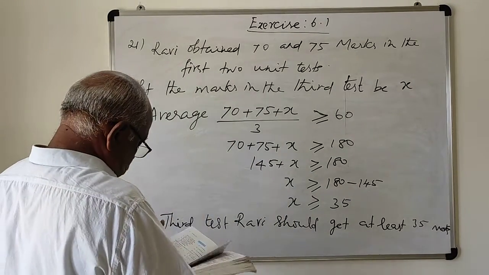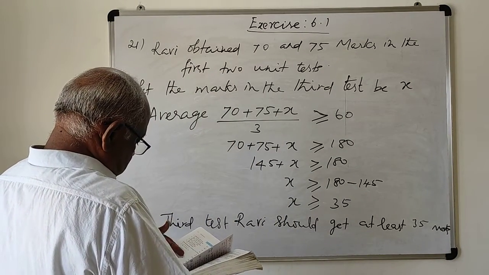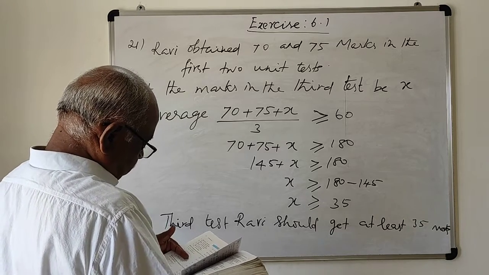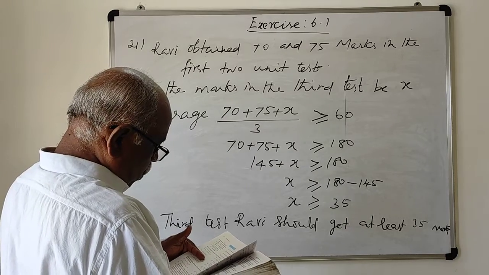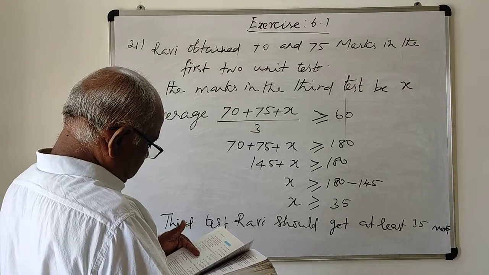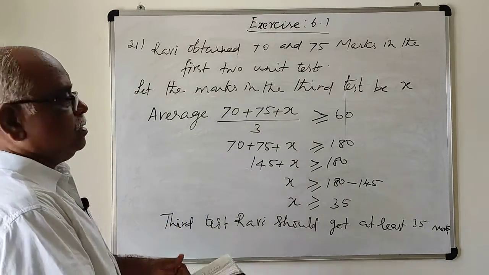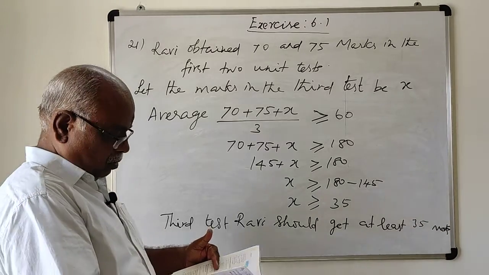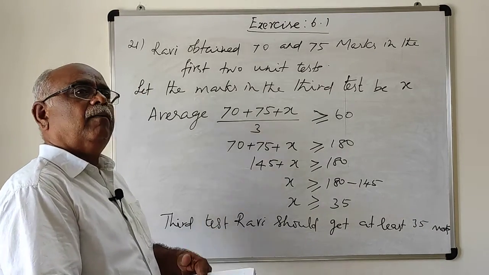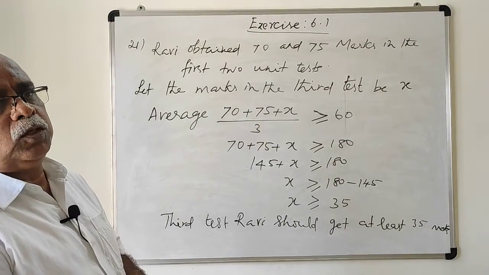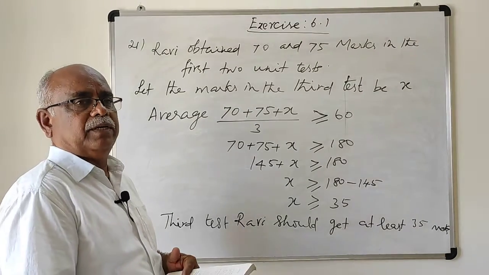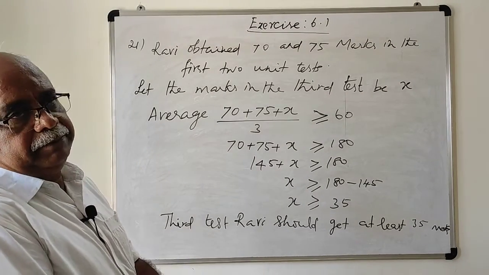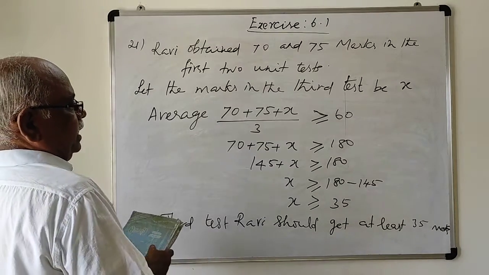Next is problem number 22. Similarly, to receive grade A in a course, one should score an average of 90 marks or more in 5 examinations. Sunita scored 87, 92, 94 and 95 marks in the 4 examinations. What marks should Miss Sunita score in the 5th examination so that she secures A grade, that is, average greater than or equal to 90.